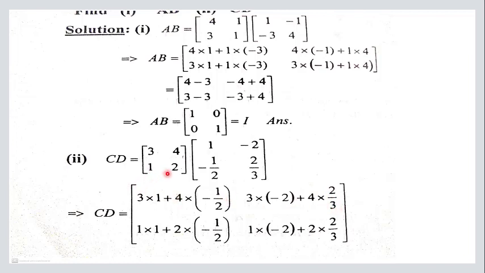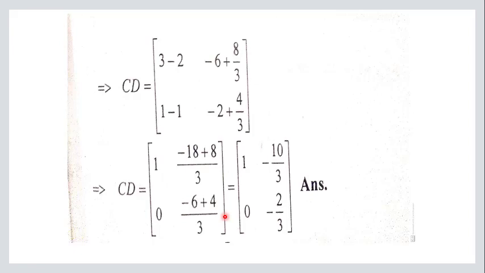Similarly, for the second row, 1 multiplied by 1, and then 2 multiplied by -1/2. Similarly, 1 gets multiplied with -2, and then 2 gets multiplied with 2/3. Now we just need to multiply these and simplify. So you get 3 minus 2, -6 plus 8/3, 1 minus 1, -2 plus 4/3, and then 3 minus 2 is 1. Now this is -6 plus 8/3.